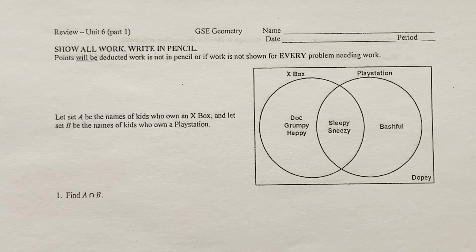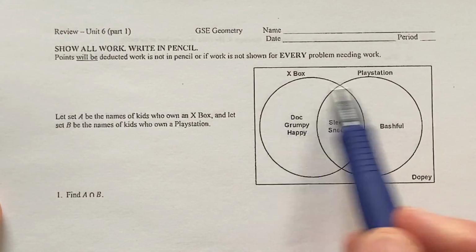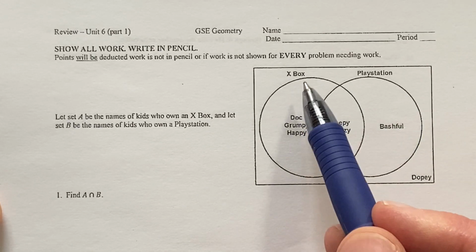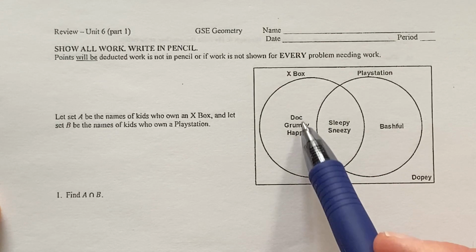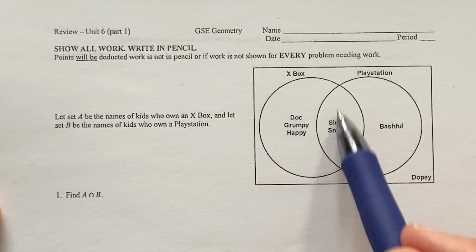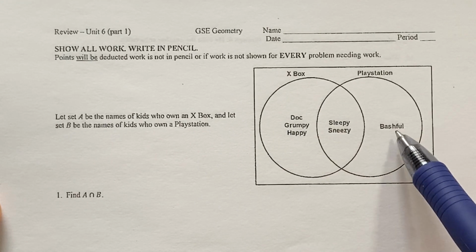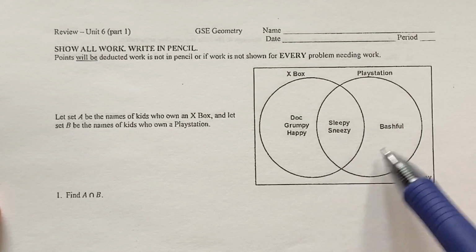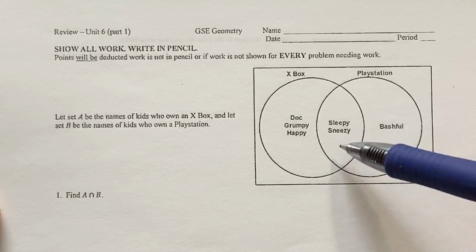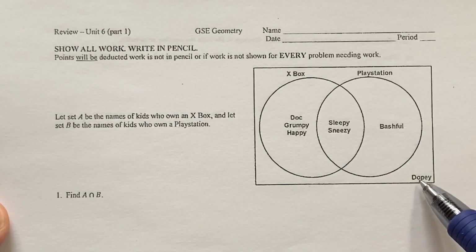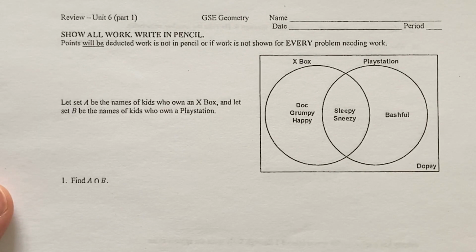Unit 6, Part 1 review. We've got people that own an Xbox and a PlayStation. People who would own an Xbox would be everyone in that circle: Doc, Grumpy, Happy, Sleepy, Sneezy. All those people own an Xbox. All the people that own a PlayStation would be Bashful, Sleepy, Sneezy. All those people own a PlayStation. Sleepy and Sneezy would own both of them. They'd own an Xbox and a PlayStation. And Dopey owns neither one of them.